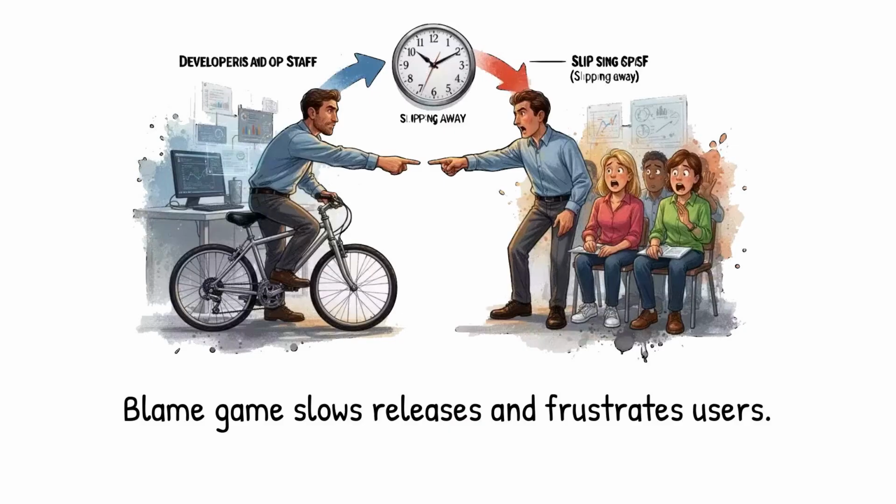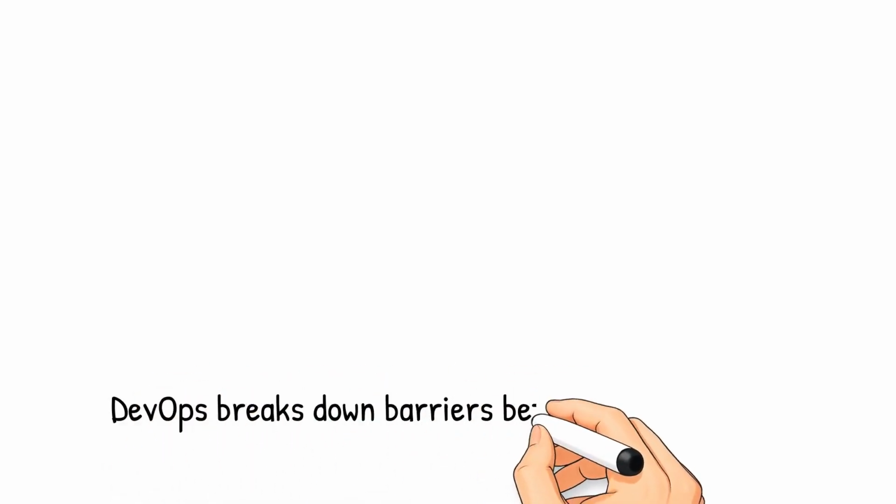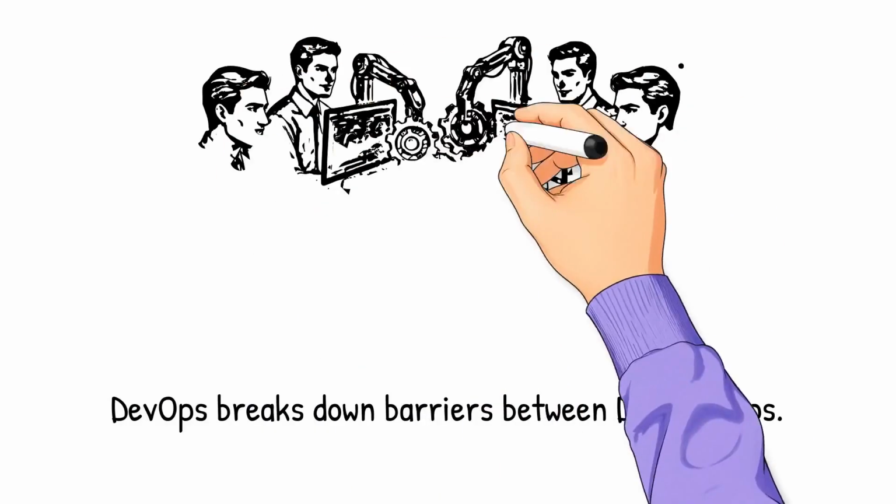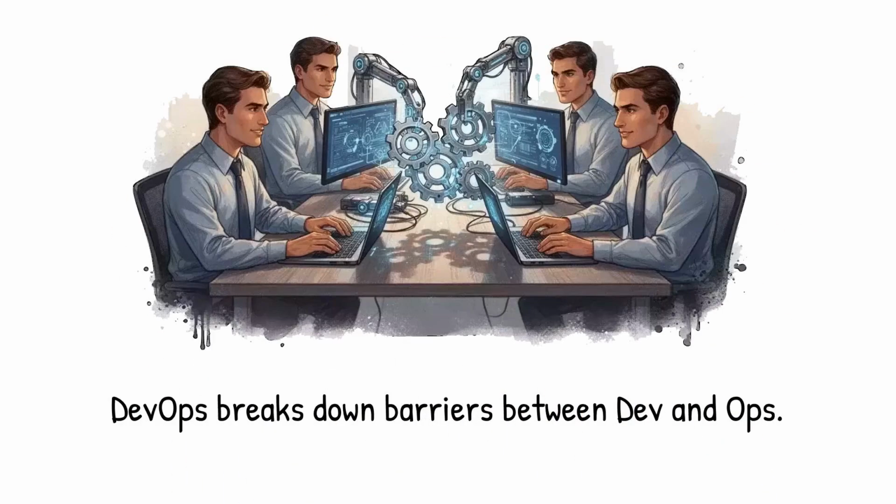This is exactly the problem DevOps was created to solve. DevOps tears down that wall between development and operations. So here's the simplest definition. DevOps is a way of working where the people who build software and the people who run it work together as one team, using automation to build, test, release, and monitor software faster and more reliably.